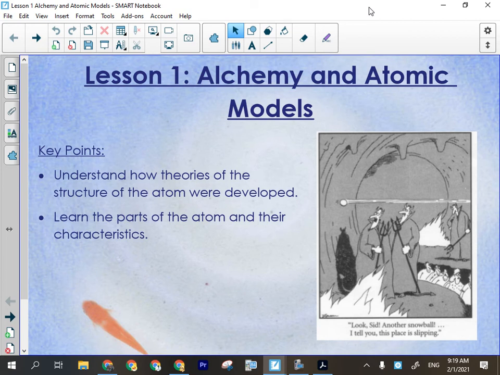So we're going to look at, first off, how the theories of the structure of the atom were developed, because it's a good example of how the scientific method works. We're going to learn about some important people and some important experiments that led us to what we know and understand about matter. Then we're going to look at the parts of the atom and their characteristics. Maybe we'll get through all of it today, and then we'll move on to naming compounds, which should also still be review for you.